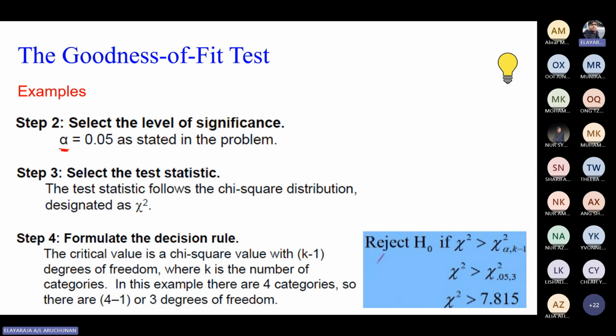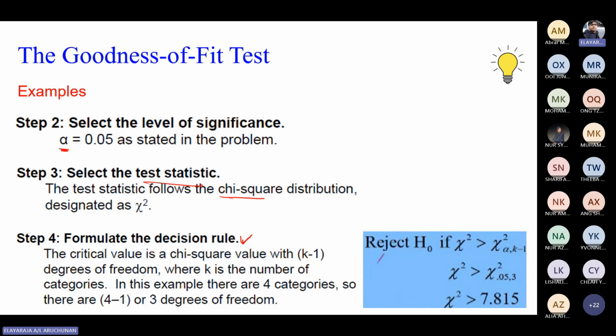Then we need to take the tail on the right-hand side. Okay. Now, the third step is you need to select the test. Since we are considering observed and expected distributions, we choose the chi-square distribution, so we will stick to that. And then step number 4, you need to formulate the decision rules.